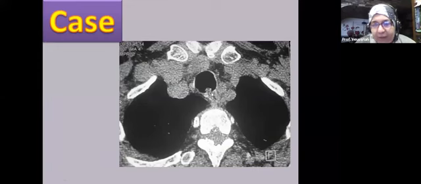Here on another case, we have a sessile polyp of the trachea posteriorly, as you can see. This could be seen in some granulomas like sarcoid.